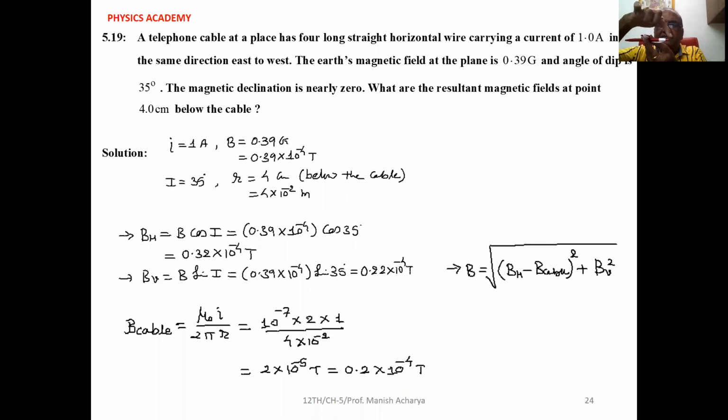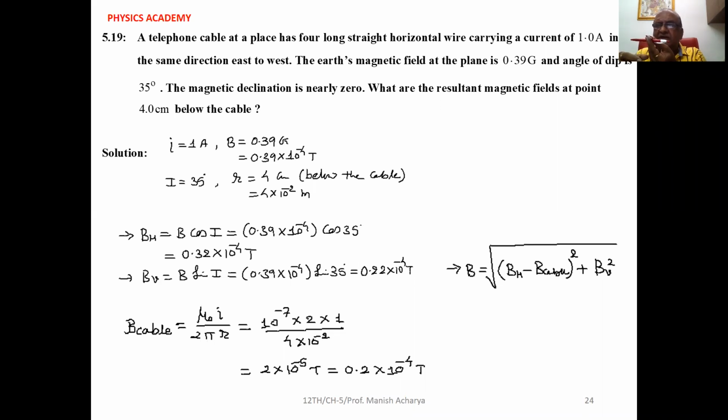East, west, north, south. Current is in this direction. So if we hold it like this, below the cable, the magnetic field due to cable is in this direction. Earth's horizontal field is from geographic south to north.